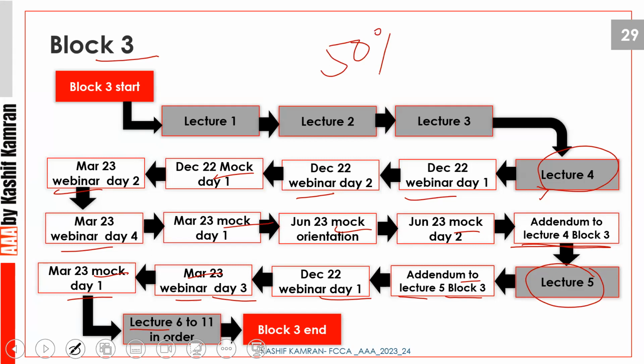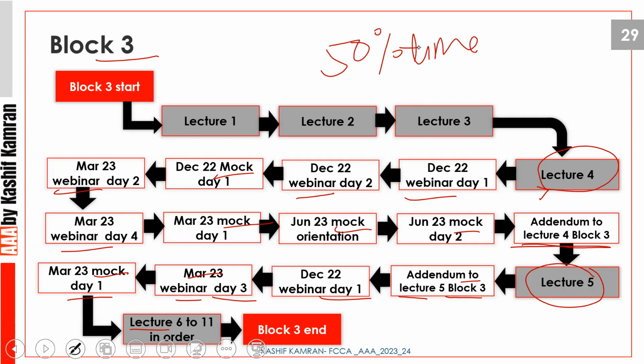50% of your total time should be on block 3. Please look at the picture in front of your screen and ensure you take a printout of this. And once you come to block 3, follow the order. Will you follow this order? Will this printout help you follow this order? Will you ensure the diversions you need to take after lecture 4? Are you clear with the diversions you need to take after lecture 5? And from lecture 6 onwards, there is no diversion.